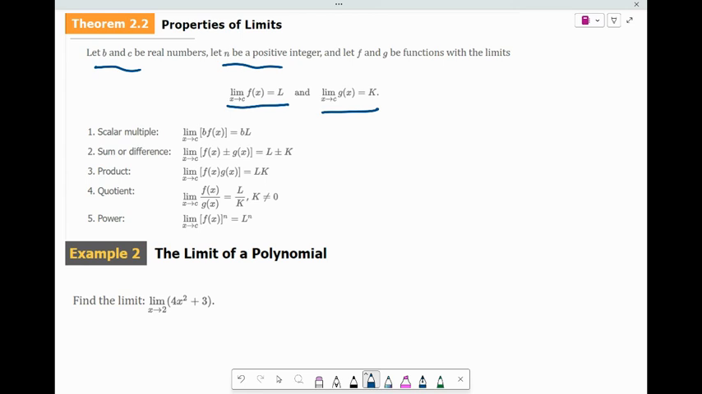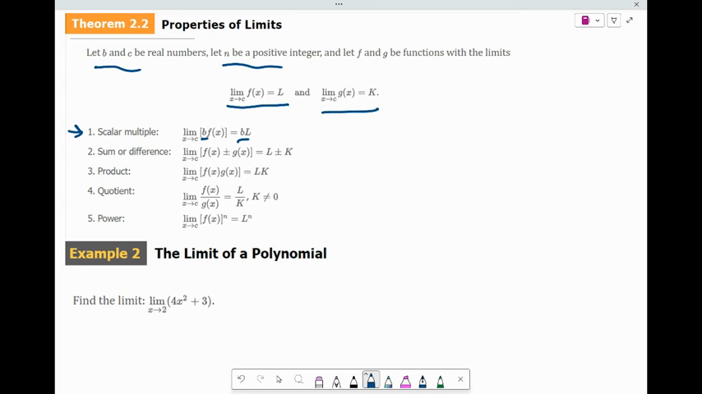But if we know the limits of f of x and g of x as x approaches c, then we should be able to put these functions together in all the ways that we've put functions together before. So for this first property, scalar multiple, the limit as x approaches c of a constant times a function: if we multiply the function by a constant, we should be able to just multiply the limit by the constant.